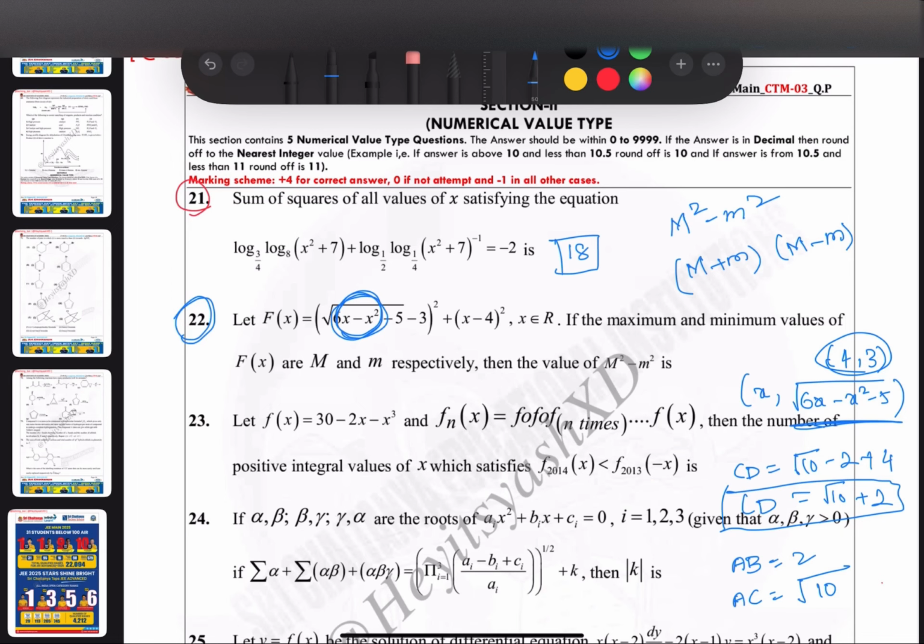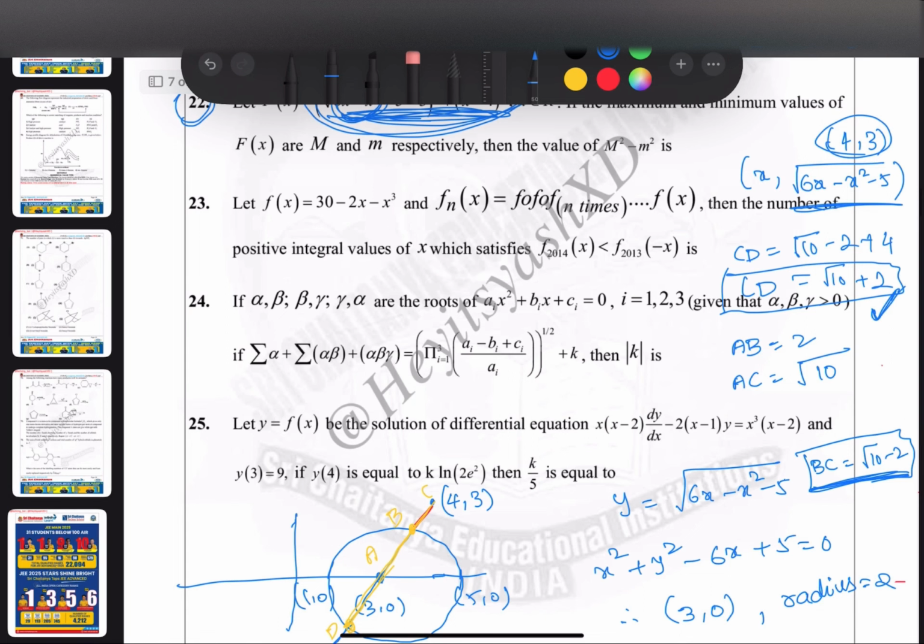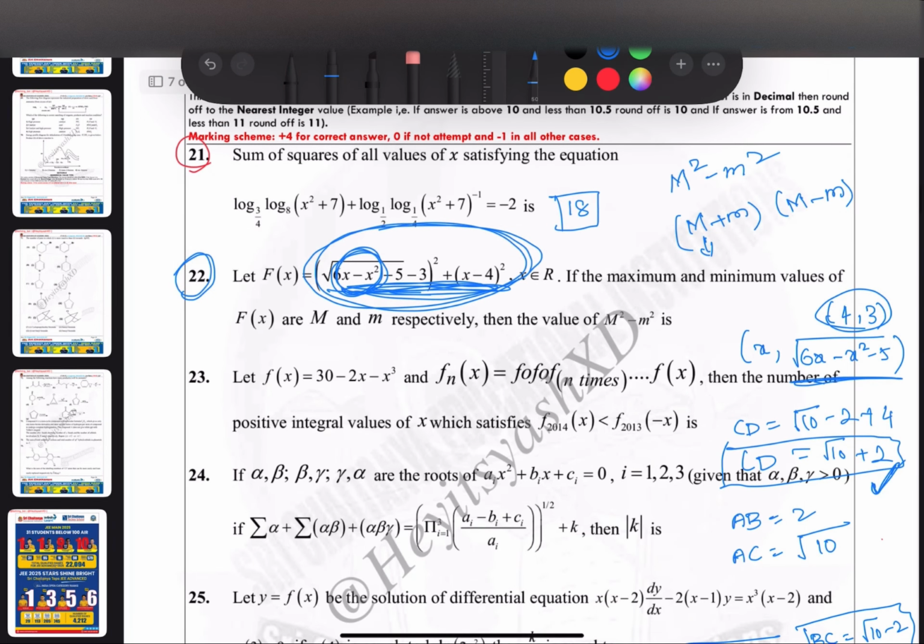All right. Now what is m? M is the maximum value of this. What is the maximum value? It is not the distance, it is the square of distance. So your m is the square of this. All right. Your m is the square of this.